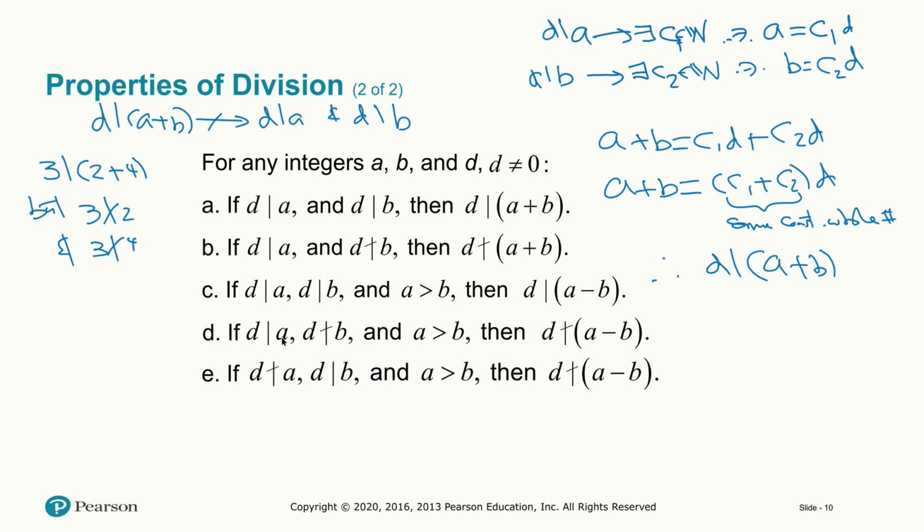Now, if D divides A and D does not divide B, even if A is greater than B, D is not going to divide the difference. And if D does not divide A, but D does divide B, even if A is greater than B, it still is not going to divide the difference. All right, some properties of divisibility, actually.